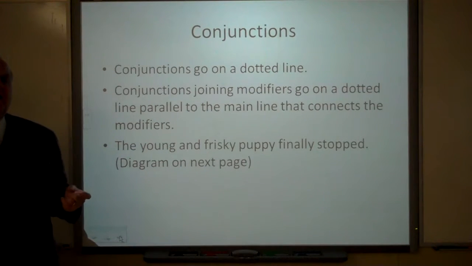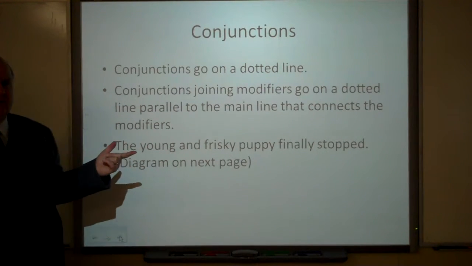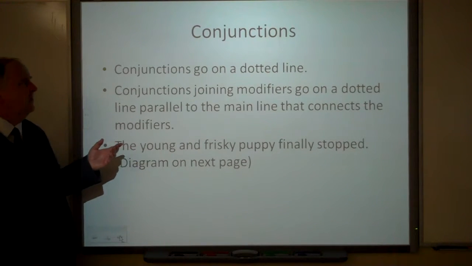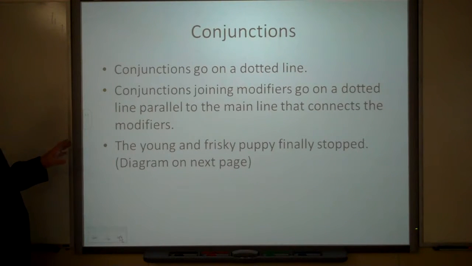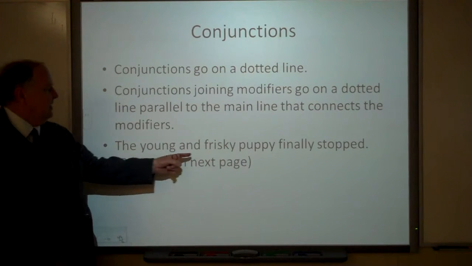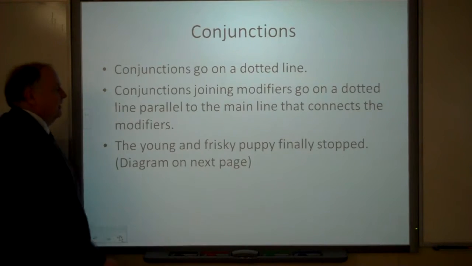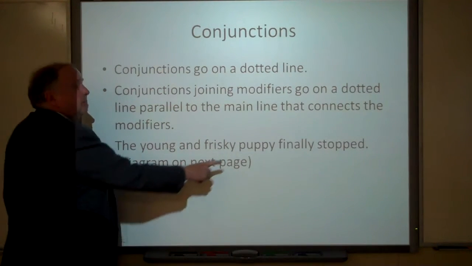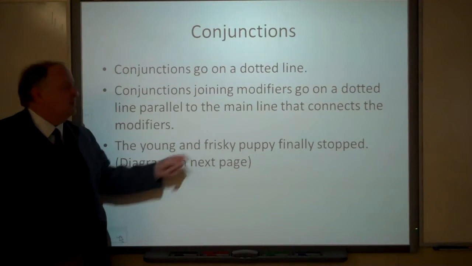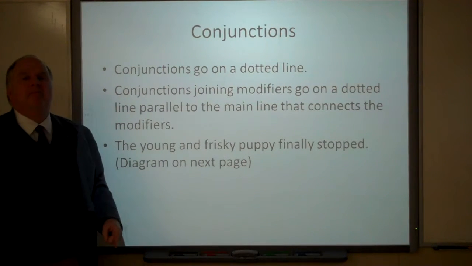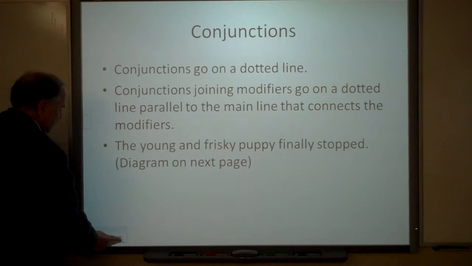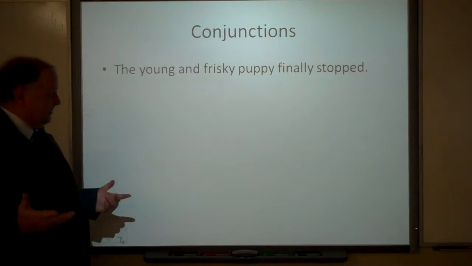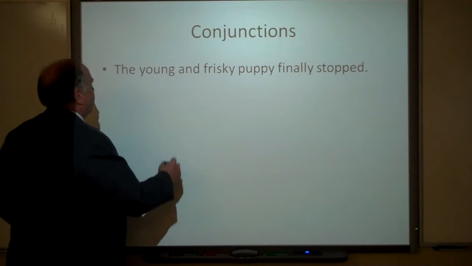Pretty much the last thing I want to talk about is conjunctions. When we diagram sentences, conjunctions go on a dotted line. Conjunctions joining modifiers go on a dotted line parallel to the main line that connects the modifiers. So: the young and frisky puppy finally stopped. Notice stopped is the verb, puppy is the subject. Young and frisky is a compound modifier of puppy. Both young and frisky modify puppy, and there's the conjunction and. We could say it without the conjunction, but a lot of times we say it with.